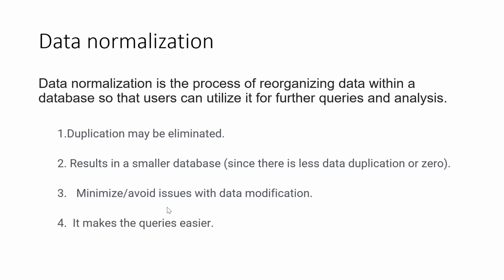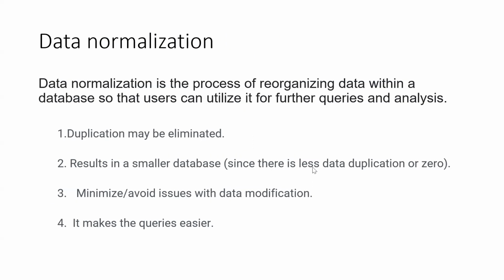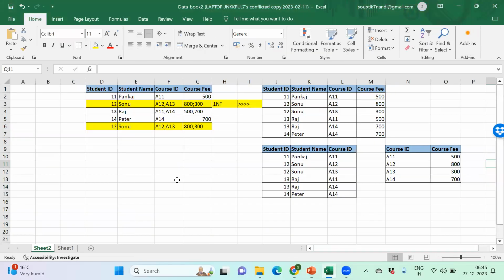Minimize and avoid issues with data modification. If the data is normalized in nature, we can avoid issues. The query should be much easier as well. Those are very, very important aspects of why we should make the data normalized. Let's learn what is normalized data, I mean, what is denormalized data. Let's quickly learn it, then we can see. I have a quick example over here in Excel.